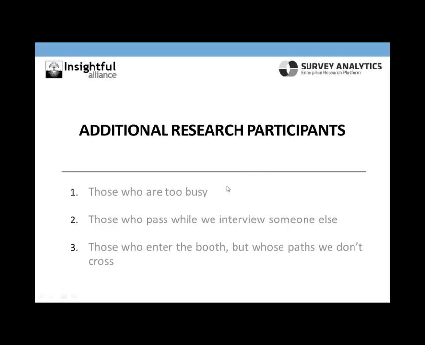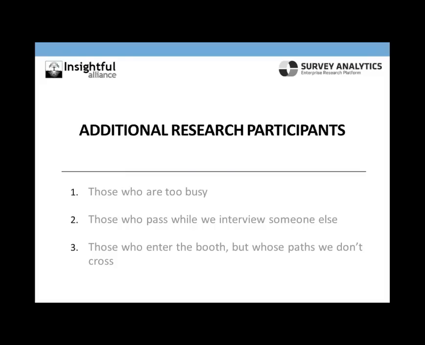Number one was those who were too busy. So these would be people who were in the booth. We approached them, asked them if they're willing to take a survey. They say, I'd love to, but I'm just too busy right now. If we could have a way to give them the URL and the QR code, we could allow them to complete the survey anytime over the next 2 days at their convenience.